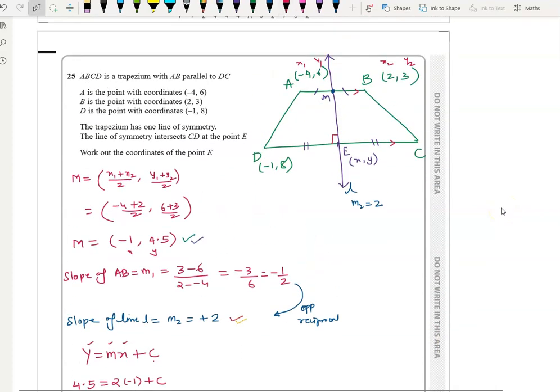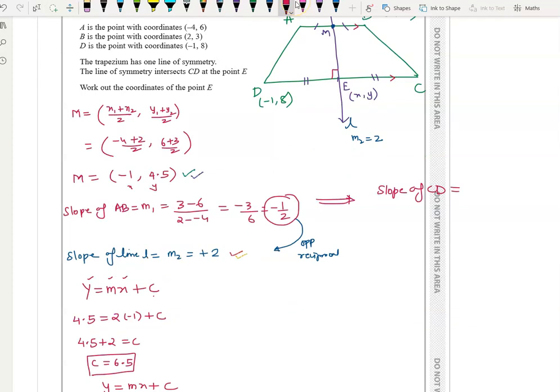The two lines are parallel, so we can say the slope of line AB we got -1 by 2. So the slope of CD, which is parallel to AB, will be same. So AB is -1 by 2. So slope of CD is also -1 by 2. We can use point D and E to find the slope of CD. So it will be y2 minus y1, that is y minus 8 upon difference in x, that is x minus of -1 equal to -1 upon 2.